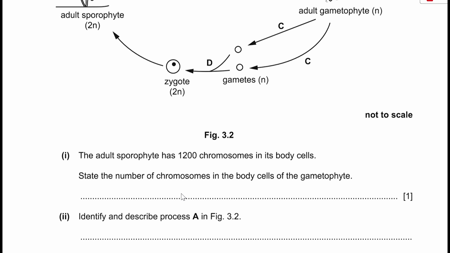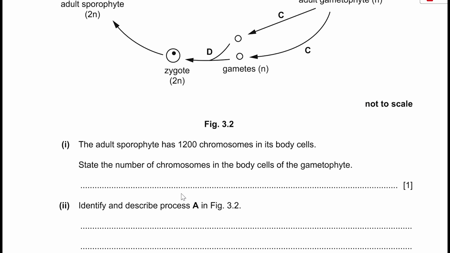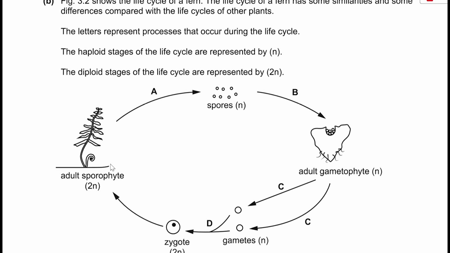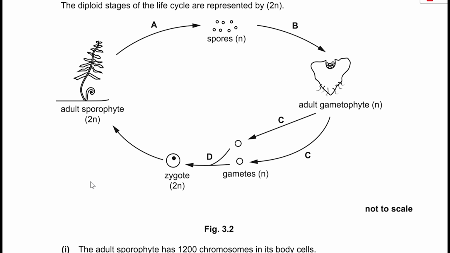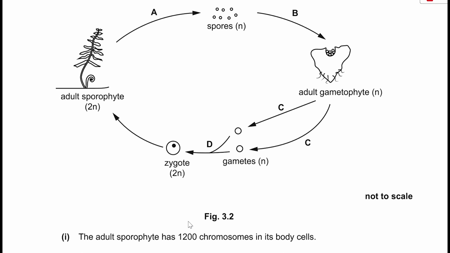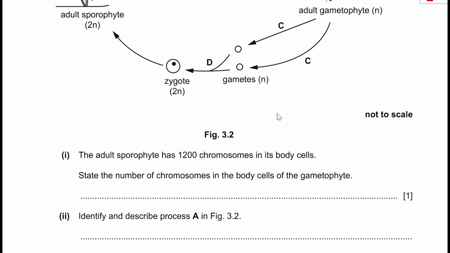Roman 1 says the adult sporophyte has 1,200 chromosomes in its body. State the number of chromosomes in the body cells of the gametophyte. The adult sporophyte is represented by 2N, so 1,200 is 2N. But the gametophyte has N, which means the number of chromosomes has been reduced to half, because we had 2N, now we have only a single N.